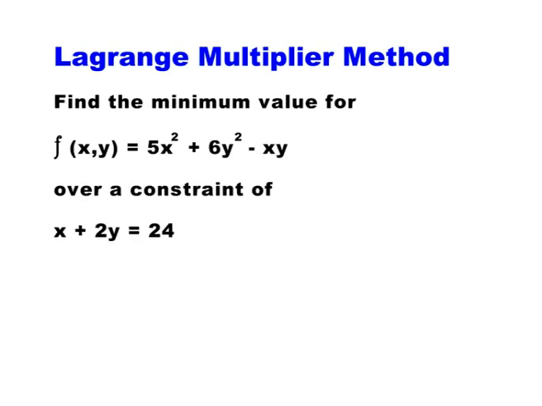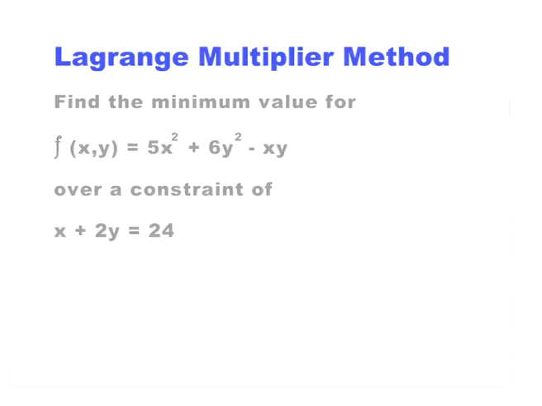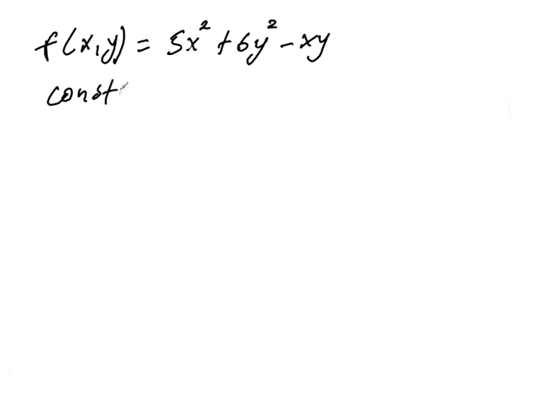Now let's move on to our second learning outcome, which is to solve using the Lagrange multiplier method. Find the value for the function f of x and y equals 5x squared plus 6y squared minus xy, over a constraint of x plus 2y equals 24. Find the minimum value for the function using the steps that I'm going to discuss.